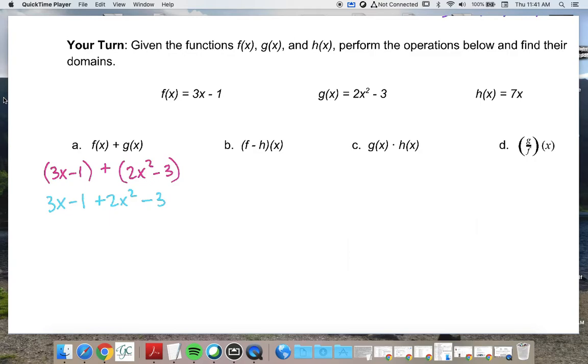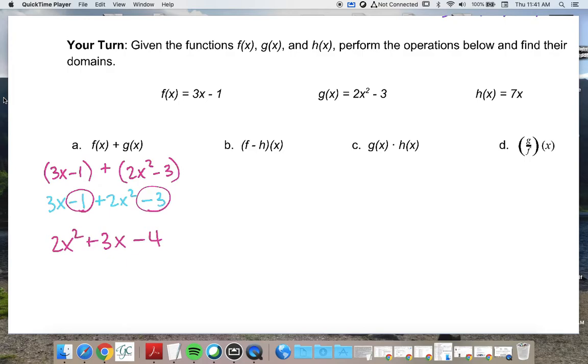When we write our final answer, make sure to put them in order, starting with the biggest exponent and working your way down. So that means we're going to start with 2x squared, then we'll move to 3x, and then we'll finish out with our constant terms, but we're going to go ahead and combine those together to make that a -4. So that would be our final answer here. At the end, I'm going to go back and write the domain for each of these.